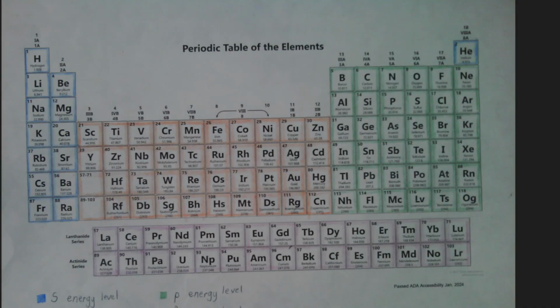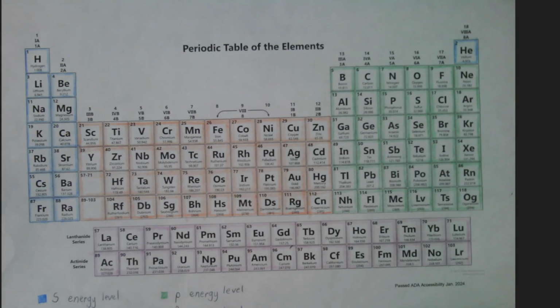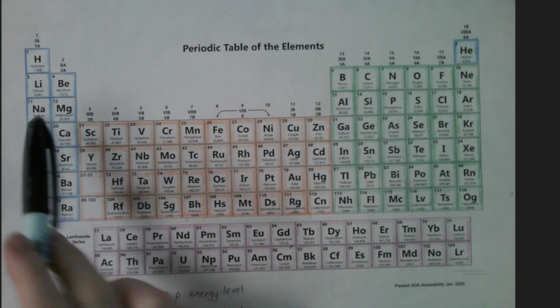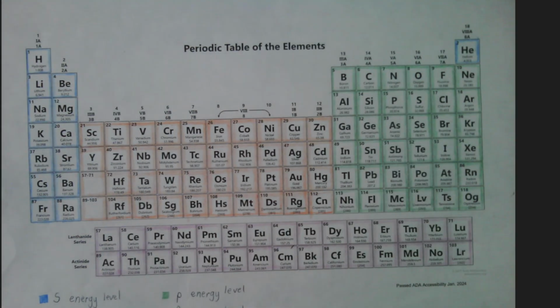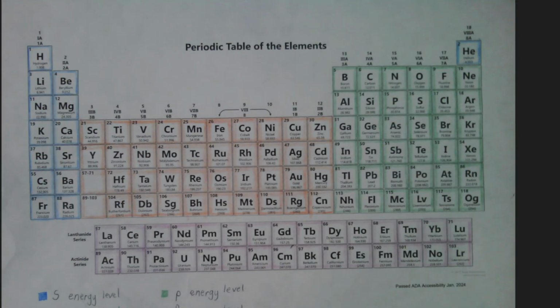When we look at the electron configurations of these, the valence electrons come from the s orbital and the p orbital. Those are your valence electrons. The D level and the F level are more on the inner side, and they don't really come out as valence electrons. Our valence electrons in an atom come from our s orbital and our p orbital.